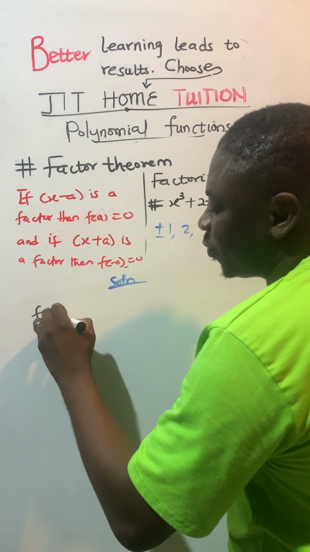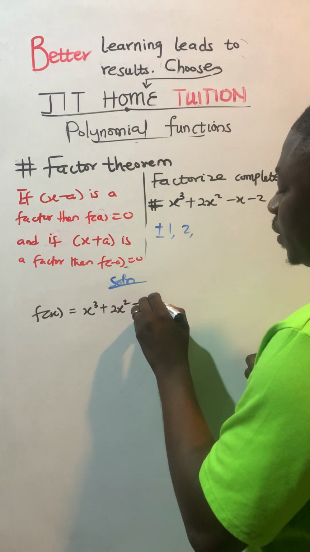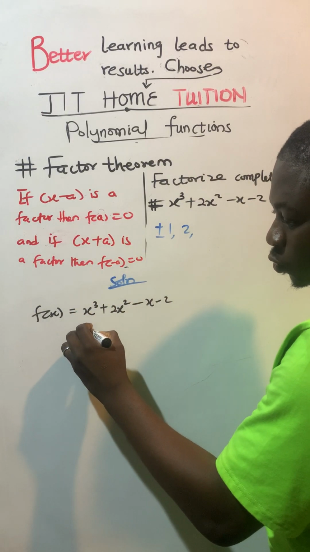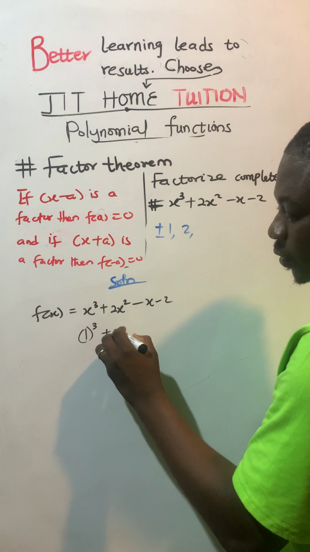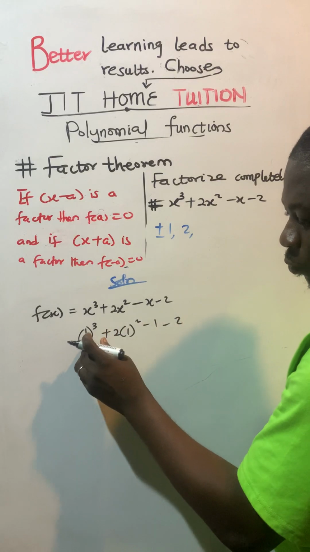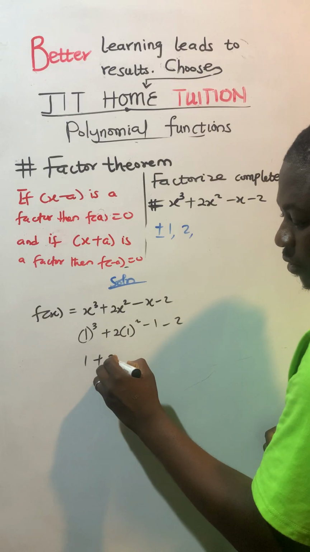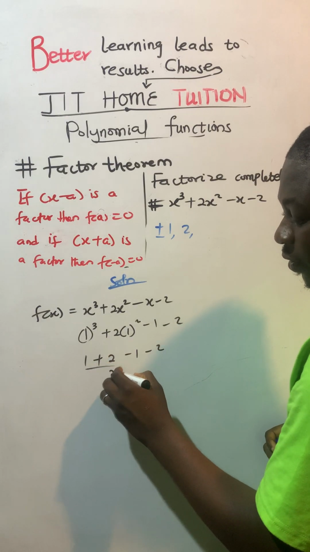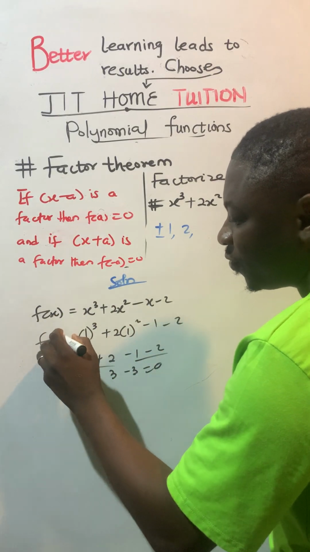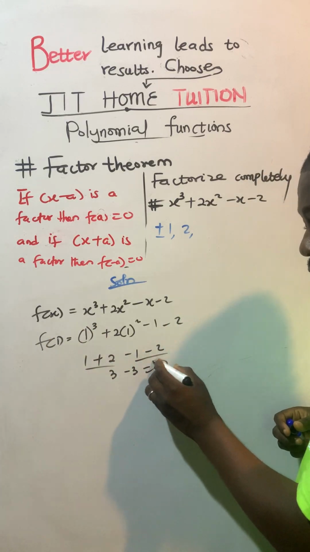So let's look at it. You have f of x equal to x cubed plus 2x squared minus x minus 2. You can start with plus 1 and see. So 1 cubed plus 2 multiplying 1 squared, minus 1, minus 2. 1 cubed gives you 1, 1 squared also gives you 1, times 2 is 2, then neg 1, neg 2. So here you have 3, and this one gives you neg 3, and that will be 0, meaning that when the value for x was 1, it gave you 0.